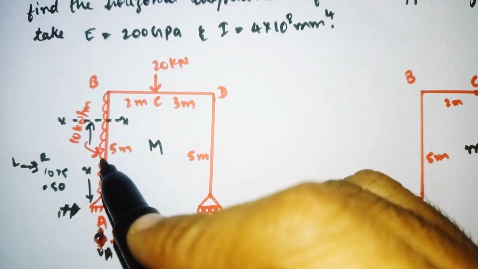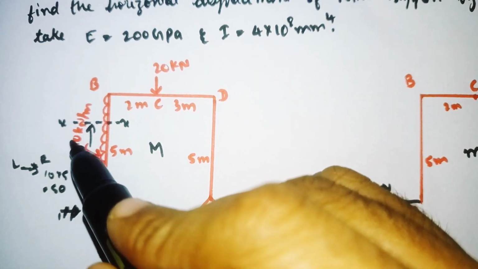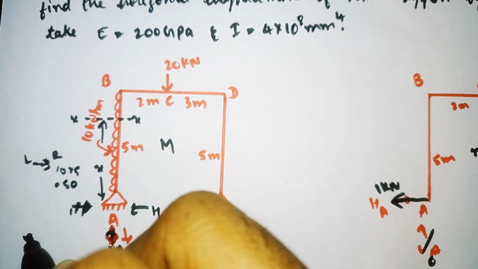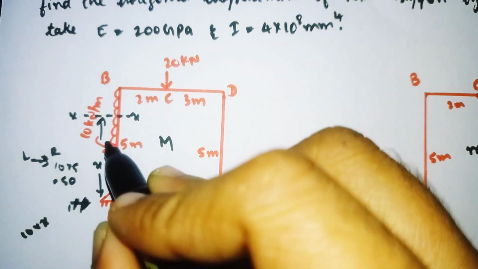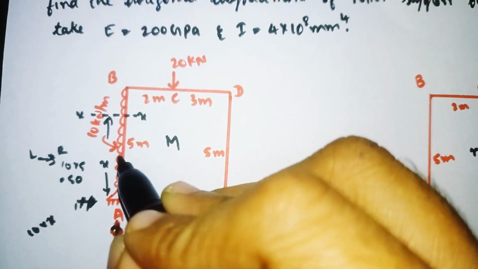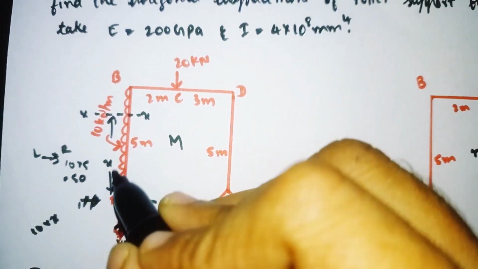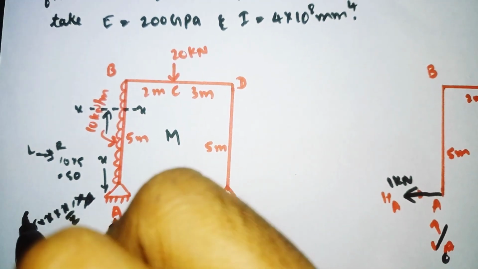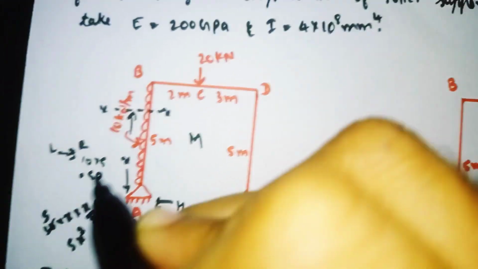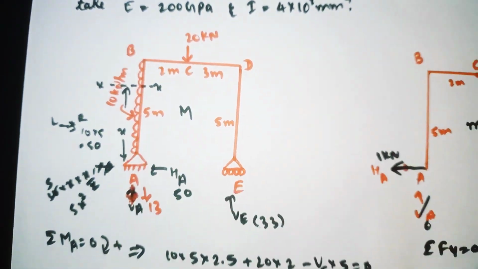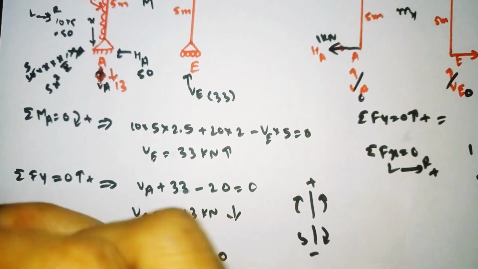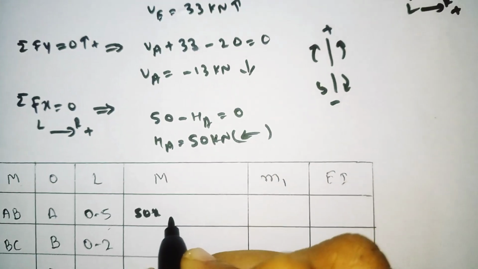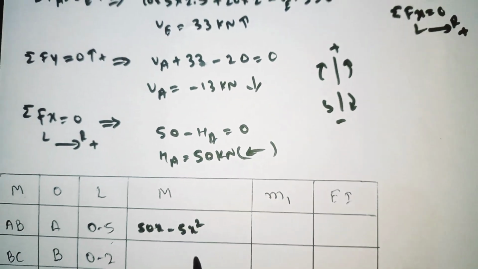Here the UDL is also acting. It has the intensity of 10, so 10 into x, at a distance of x it is acting. A UDL always acts at a distance of L divided by 2. L is nothing but our length, and our length here is x, no? So x divided by 2. 10 into x by 2 becomes 5x square. It acts downward, so we need to take it as negative, which is moving downward. So minus 5x square.